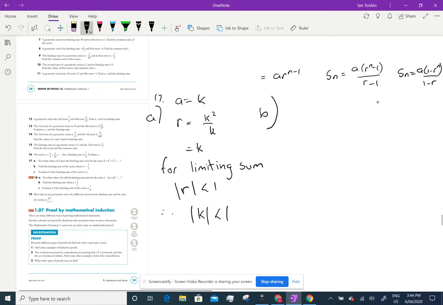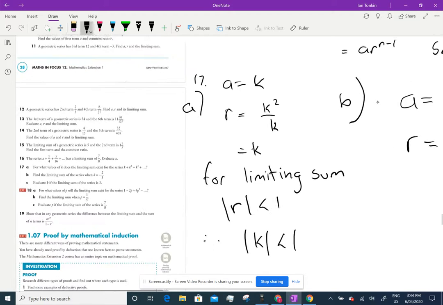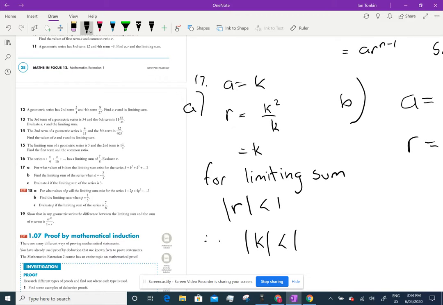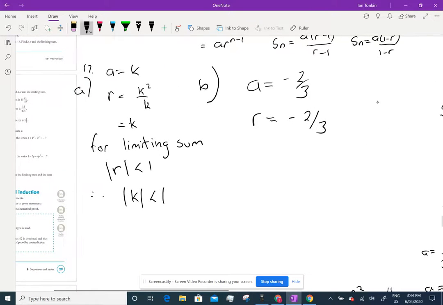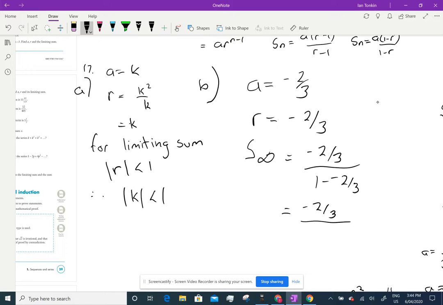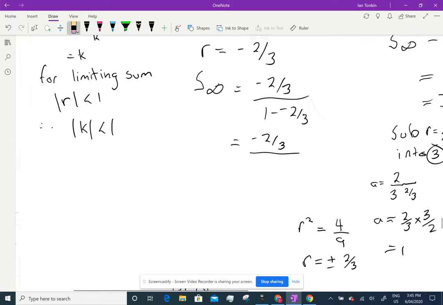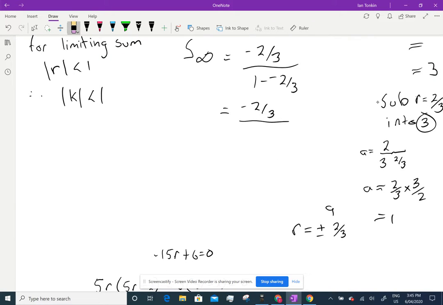Well, that means A equals negative 2/3 and R equals negative 2/3, because they said find the limiting sum when K is negative 2/3. So the limiting sum is negative 2/3 on 1 minus negative 2/3. Well, that's negative 2/3. And I do this on your calculator. All right, this 1 minus 2/3 on your calculator.